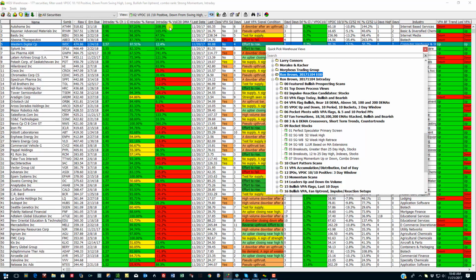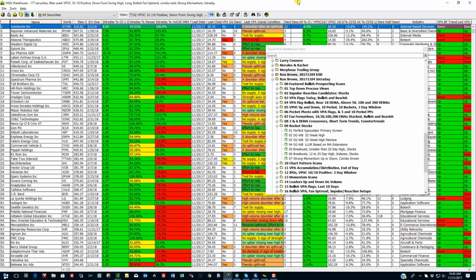I'm sorry, that'll be in addition to the information that's already in here. Just little cosmetic changes like that I'm doing. And then when I come up with new ideas, I'll just add them to these views. But let's look at the power of this by combining the end of day and intraday.